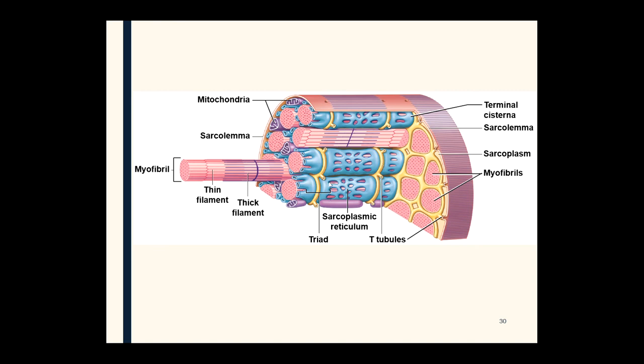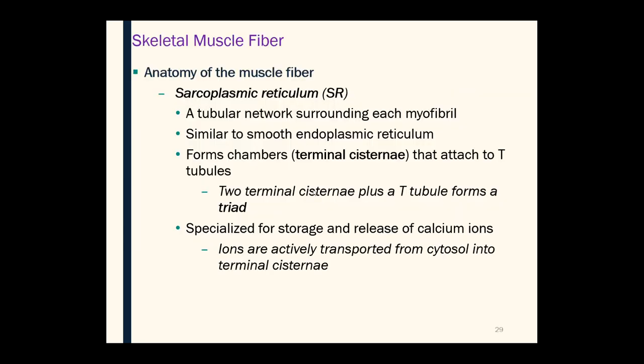So they have it labeled over here, but this would be the triad. One terminal cisterna here, one terminal cisterna here, T-tubule in the center. That relationship is going to become important, we'll see in a subsequent lesson. I just want to define everything today and locate them. So the two terminal cisternae plus one T-tubule form a triad. Like I said, very similar to an Oreo cookie.